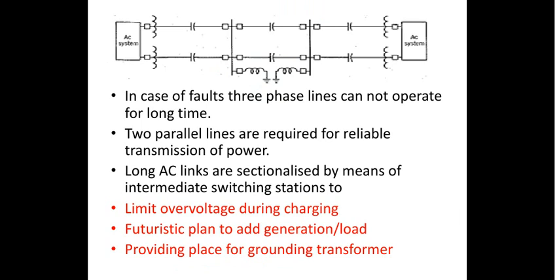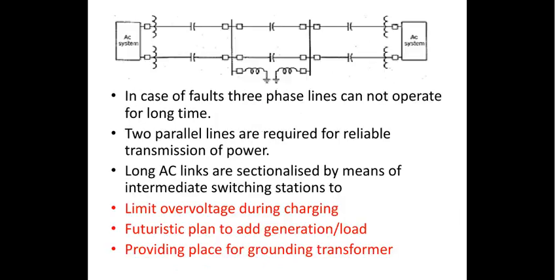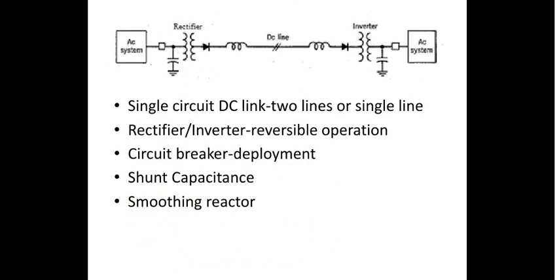So this system, the one which I have shown with the parallelized line, has got a higher degree of reliability as well as operational advantages compared to the single line circuit. Now these are the basic two types of the EHV-AC links. But we will confine our discussion to the HVDC links.